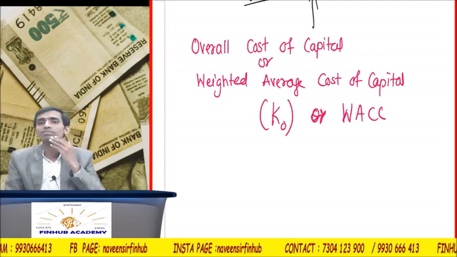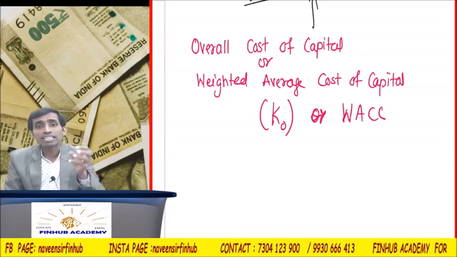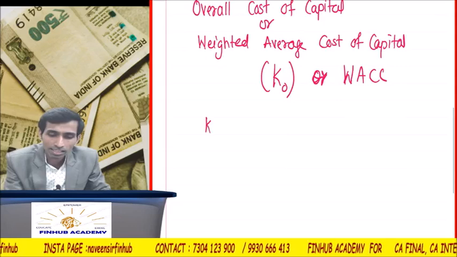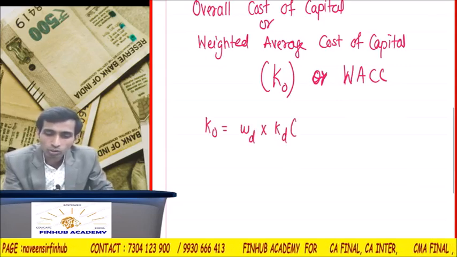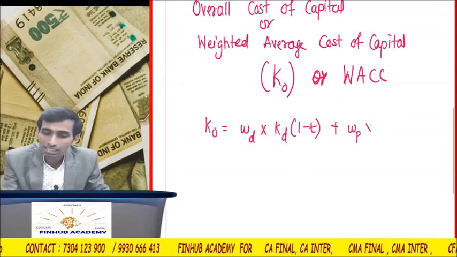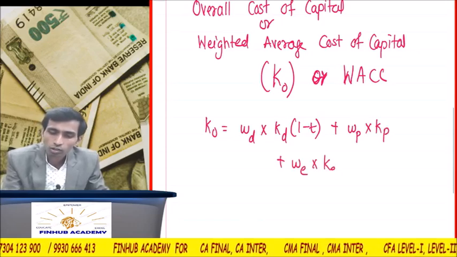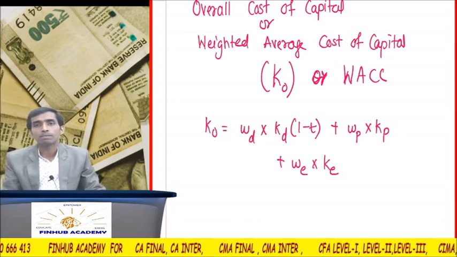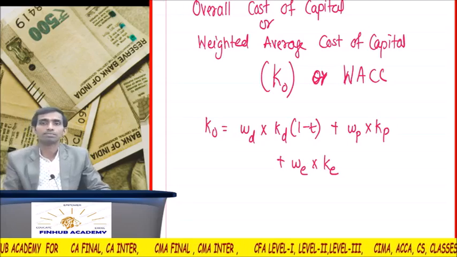Is it clear? What is weighted average? Weighted average of all individual costs. That's it. So Ko is nothing but weight of debt multiplied by cost of debt into 1 minus T, plus weight of preference multiplied by cost of preference, plus weight of equity multiplied by cost of equity. Weighted average. That's it. Weight should be multiplied by the respective cost and then you have to take the total.